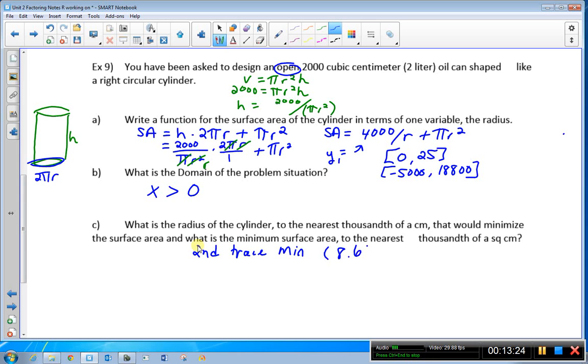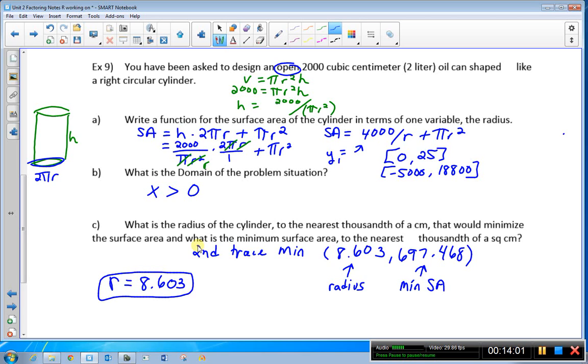So 8.60 to the nearest thousandth and 697.468. What is the radius? So x was representing the radius, and this was our minimum surface area. So it just asks for the radius. So the radius r would be 8.603. So you can hopefully see how there's some similarities there. All right, that was it. Happy studying.